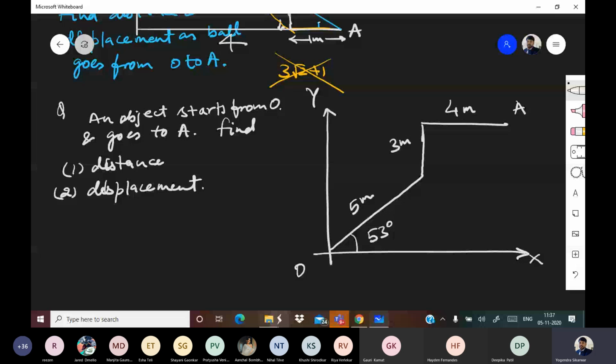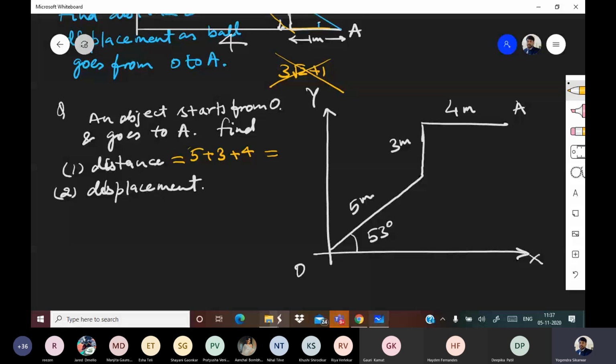5 plus 3 plus 4. And that becomes 5 plus 3 is 8. Then you are adding 4. That becomes 12 meters. Okay.